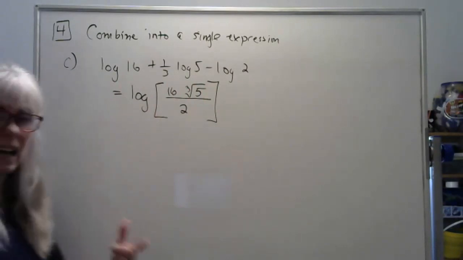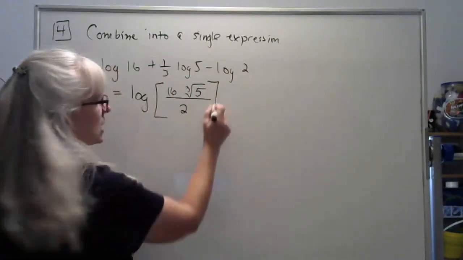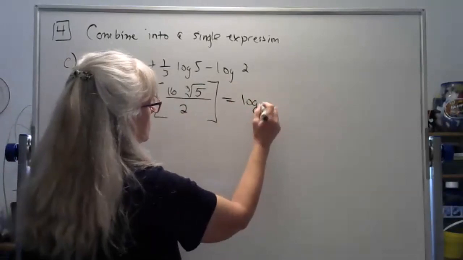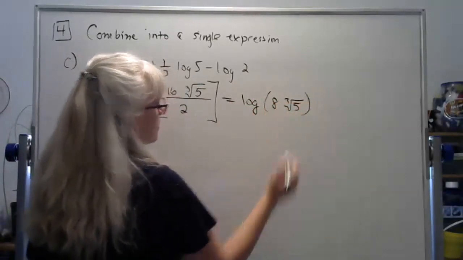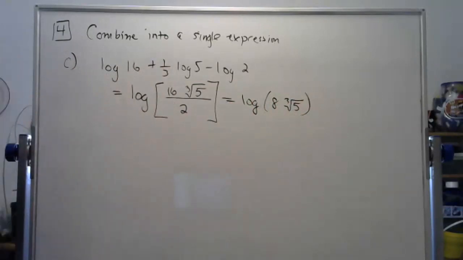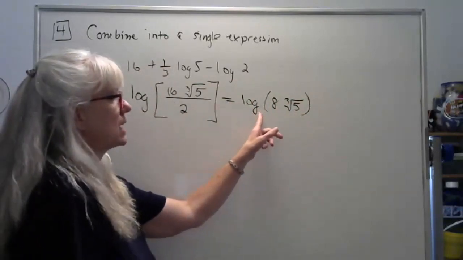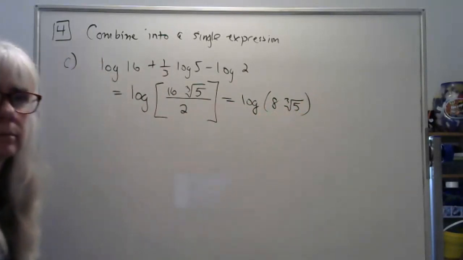Because this time they gave me nothing but numbers on the inside, no variables, I can actually cancel the 16 and the 2. So my final answer is the log of 8 times the cubed root of 5. 16 divided by 2 gives me my 8. I can't go any further with this one because it's a base of 10, and neither of these numbers can be written as a 10, so I'm done.